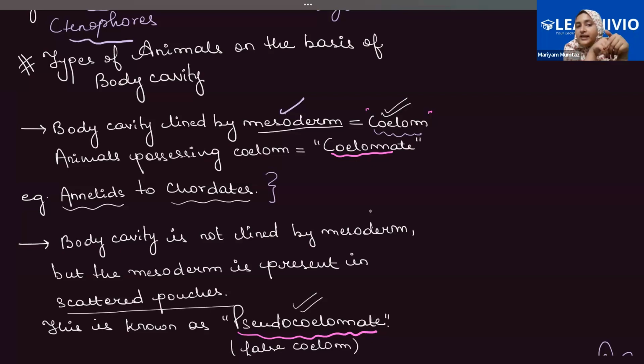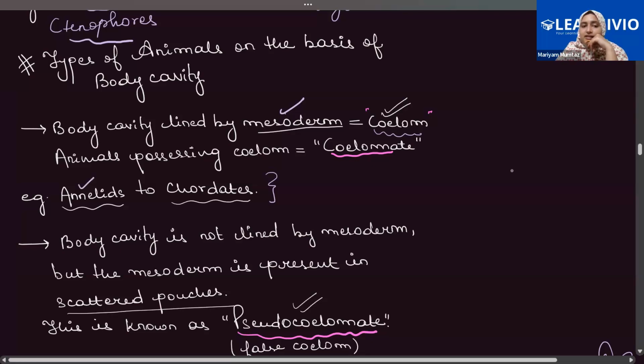Now, if the body cavity is lined, not outside but inside, whenever the body cavity has mesoderm surrounding it, the middle layer, we call that the coelom. Body cavity with mesoderm, we call it coelom. And all those animals that have the coelom present in them, we call coelomate organisms. So right from annelids up until chordates, you have coelomate organisms.